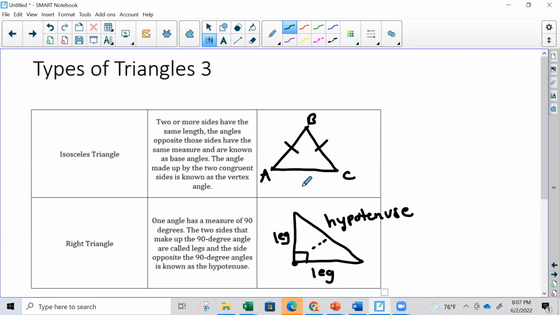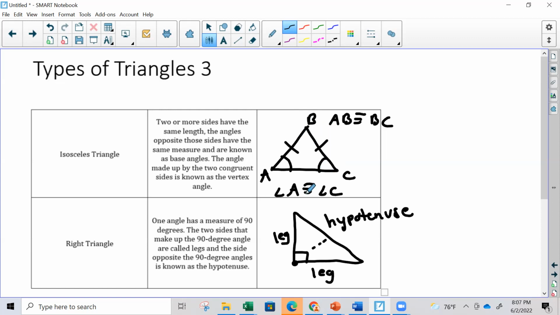Now, for an isosceles triangle, the angles opposite the sides that are equal also have the same measure, or they're congruent, and they're called the base angles. So AB in this triangle is congruent to BC. If I look at AB, the angle across from it is C, so that angle is called a base angle. The angle across from BC is A, and that angle is the base angle. Base angles are always congruent in isosceles triangles, so angle A and angle C in this triangle are congruent.